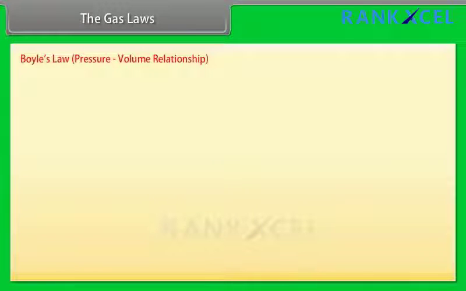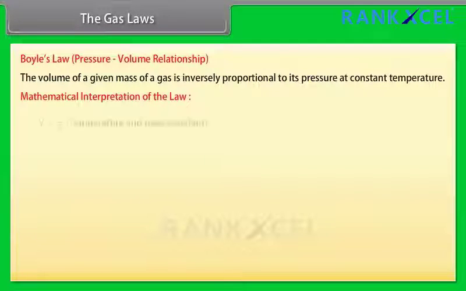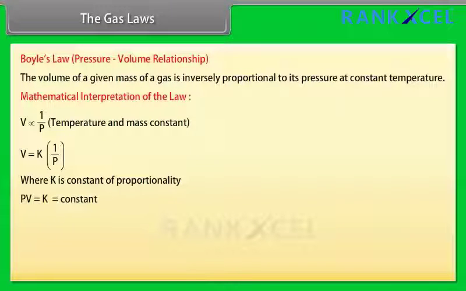The gas laws. Boyle's law. Pressure-volume relationship. The volume of a given mass of a gas is inversely proportional to its pressure at constant temperature. Mathematical interpretation of the law. Volume is inversely proportional to pressure at constant temperature and mass. V is equal to K into 1 by P, where K is the constant of proportionality. PV is equal to K is equal to constant.